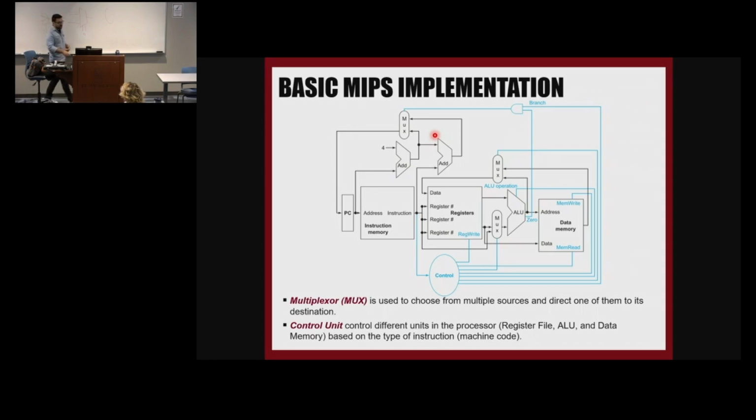So this branch signal is another signal coming from the control unit. The control unit makes the decisions based on the opcode and function fields.